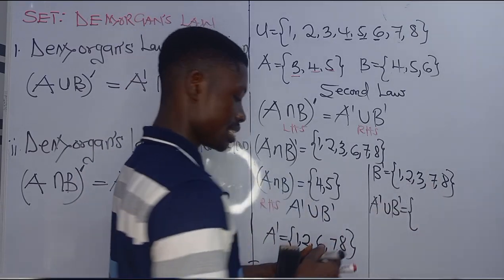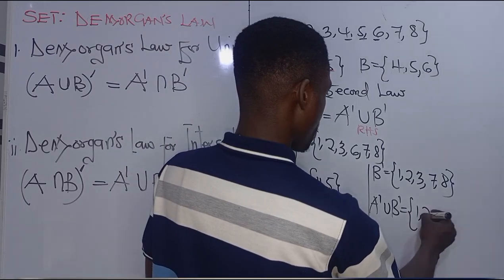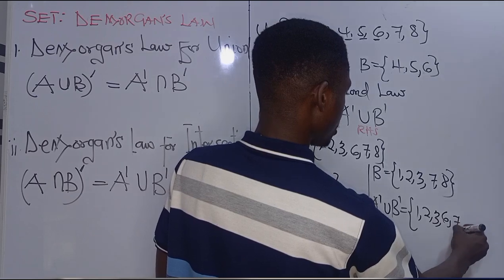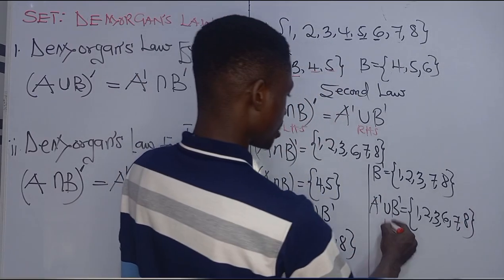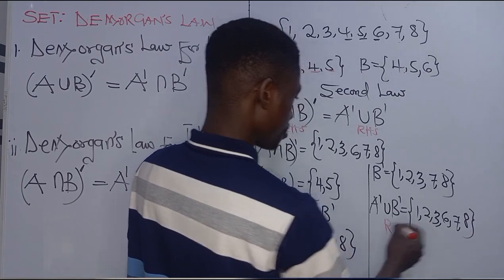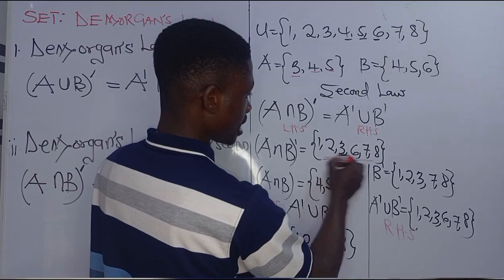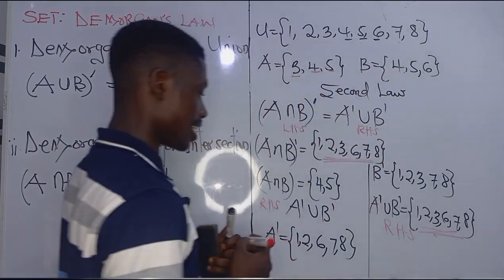So therefore, A complement union B complement, we are going to combine all the elements of A complement and then B complement into a single set. So we are going to have 1, 2, 3, 6, 7, and then 8. So this is the right hand side, and we can all observe that the elements in the left hand side are the same as the elements in the right hand side.